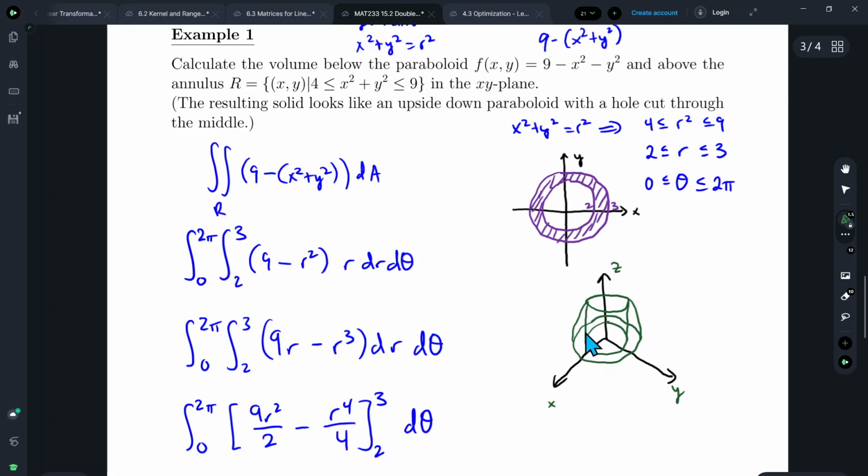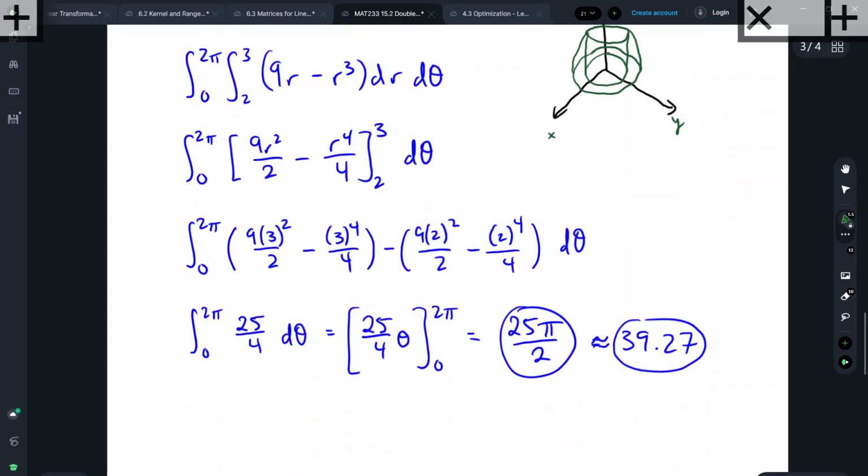So again, I'm trying to draw in 3D, but the sketch is not so good, but this is the idea. You have a paraboloid opening downwards like this, but the center of radius 2 here is being drilled out of the paraboloid. Okay, so that's what this volume represents.